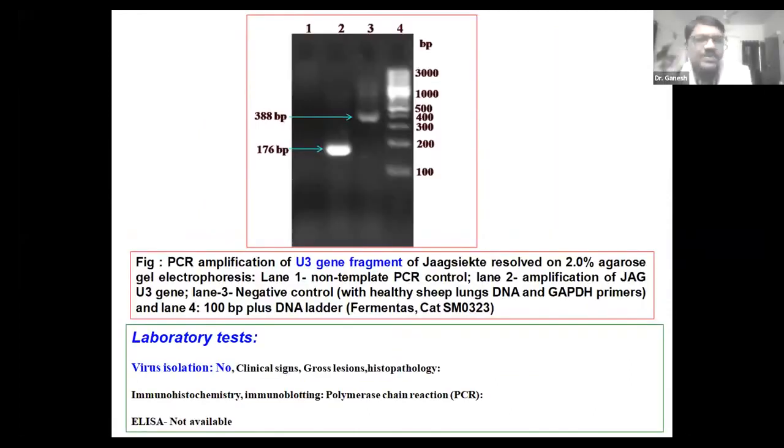There is no serological test for OPA identification because ELISA is not available. You also cannot isolate the virus. So you diagnose the disease on the basis of clinical signs, gross lesions, histopathology, and immunohistochemistry. But recently, a U3 gene PCR has been giving good results.